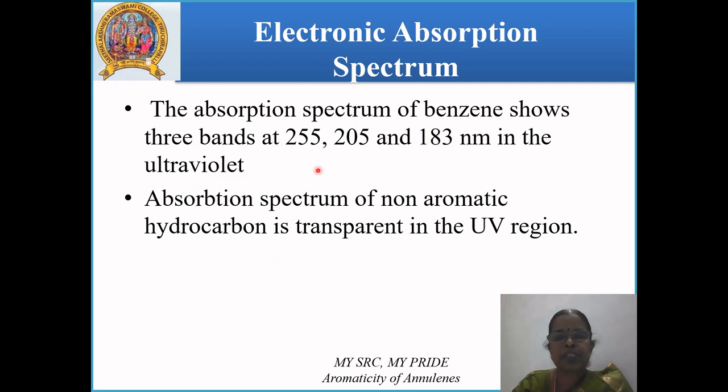Electronic absorption spectrum: benzene shows 3 bands at 255, 205 and 183 nanometers in the UV region, whereas the absorption spectrum of the corresponding hydrocarbon is transparent in the UV region.